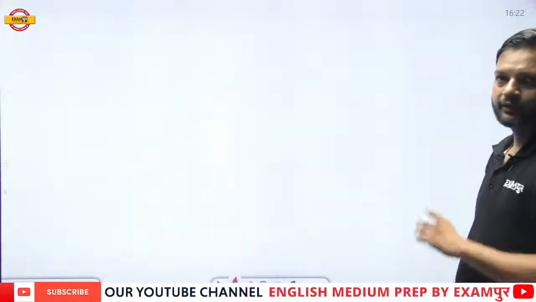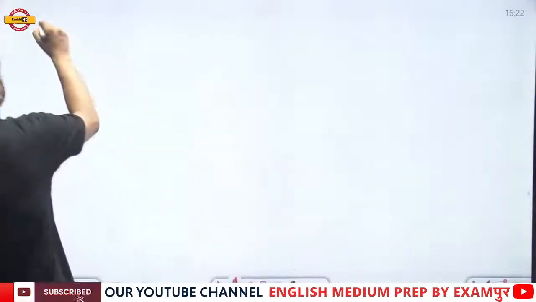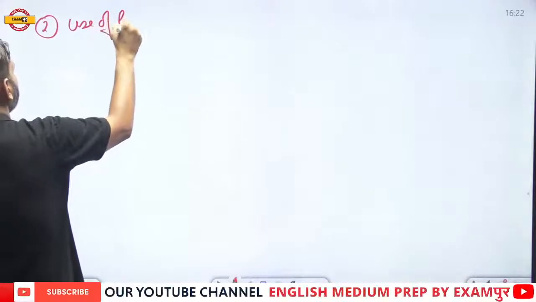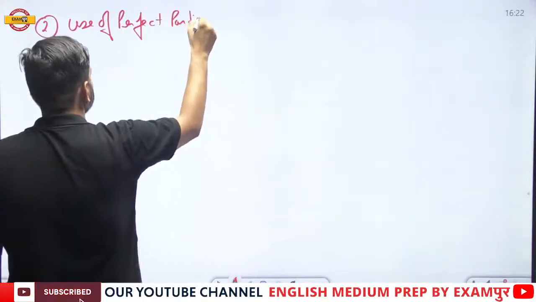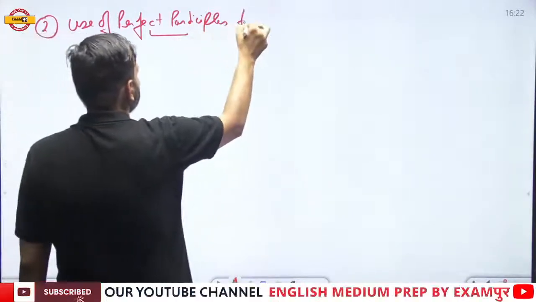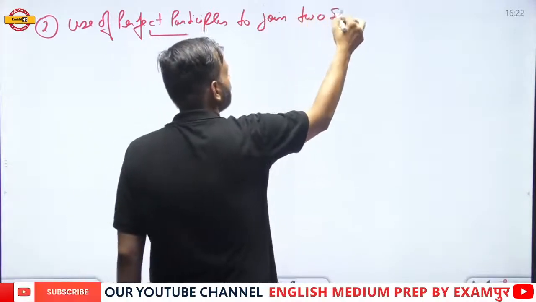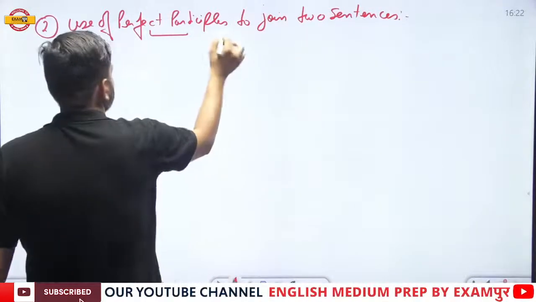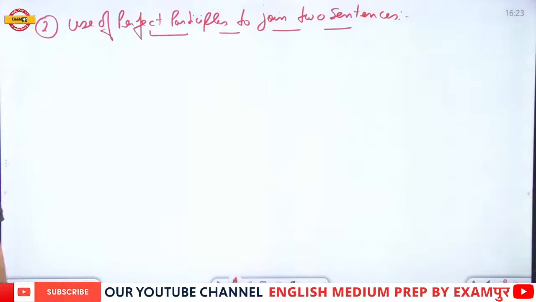So this was about present participle. Now let's see perfect participle. Use of perfect participle to join two sentences.